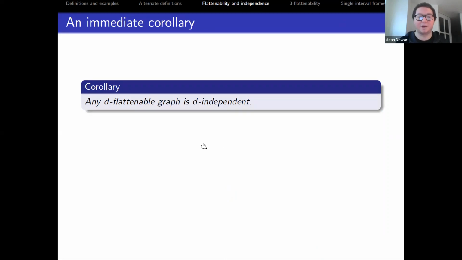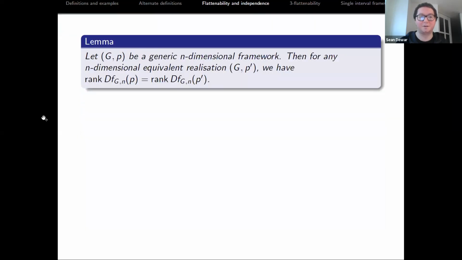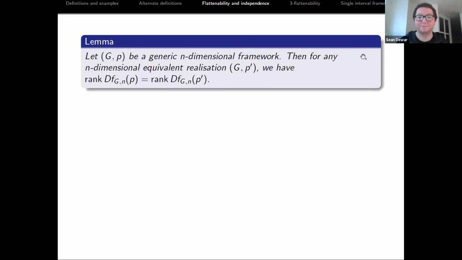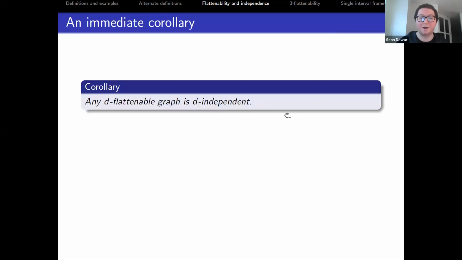Perfect. Okay, an immediate corollary from this: any D-flattenable graph is going to be D-independent. You can see why just here. If we have a graph that is D-flattenable, that means that all the generic K-dimensional realizations are going to be D-flattenable. Hence, it's going to be D-independent. So this is a very quick, nice corollary. It limits what we're looking at. This is the reason why rigidity and flattenability are linked. They're not the same thing, but they're very closely linked.